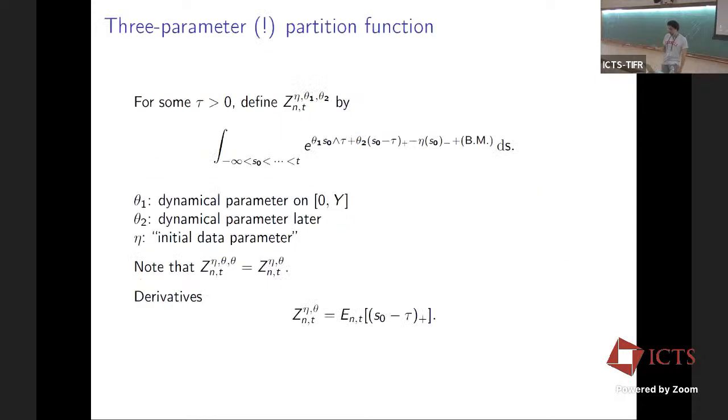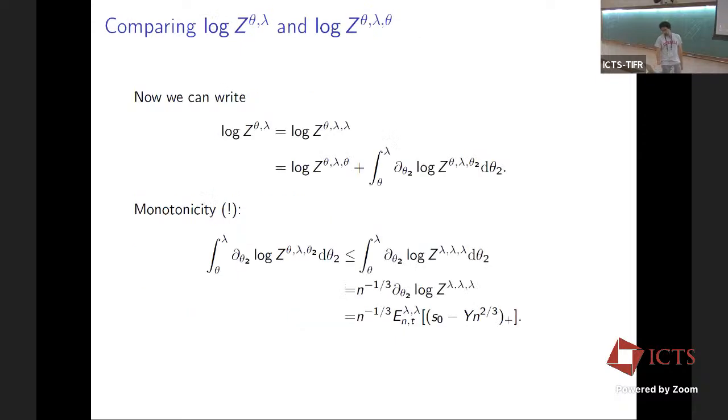So we should change to a new partition function that has 3 parameters: one parameter for the initial data, one parameter that's coupled to positive times up to a certain time tau, and one parameter for after. And if we do this, then we can write the partition function with two parameters in terms of the three-parameter partition function, where we have now lowered two of the parameters, the parameter in far time and the parameter for initial time, and there's just one piece here that's still at the higher value of the parameter. And we can control the difference because the difference can be expressed in terms of this expectation of SCO minus y n to the 2/3.